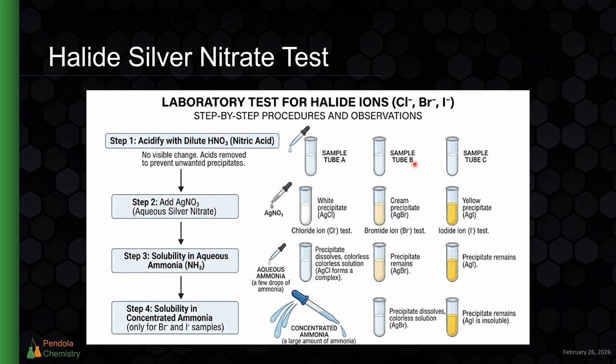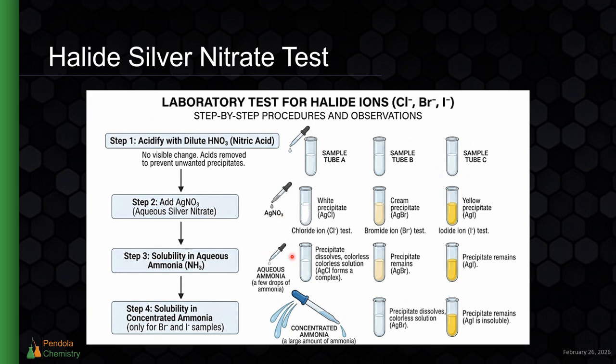If we had bromide ions, like in sample B, we will have a cream color precipitate. And if we had iodide ions, like in sample C, we'll have a yellow precipitate, pale yellow precipitate. But again, these colors are not as distinctive as they are in this picture, so how can we tell?